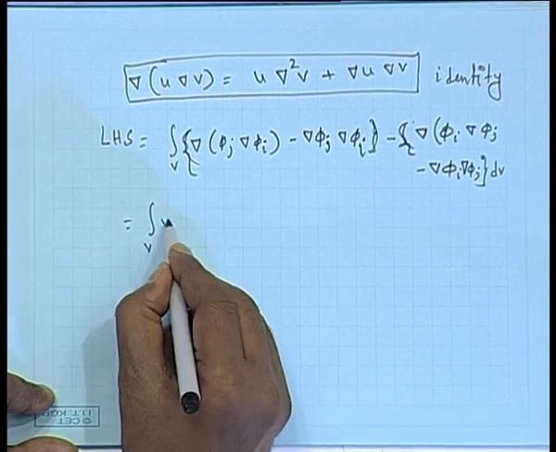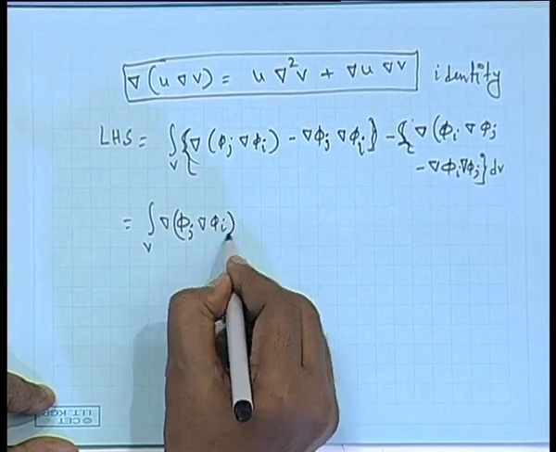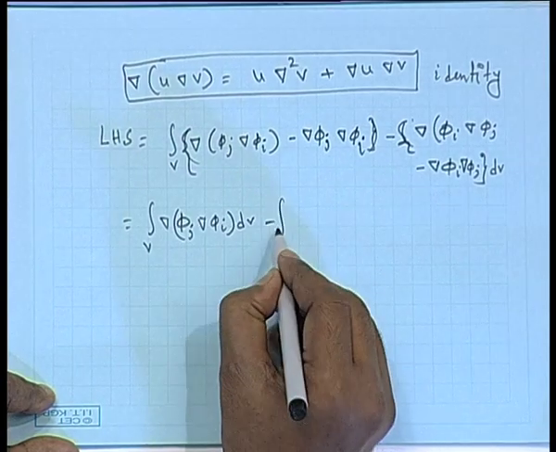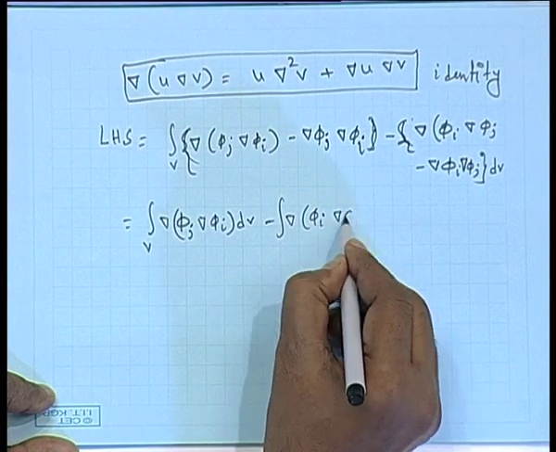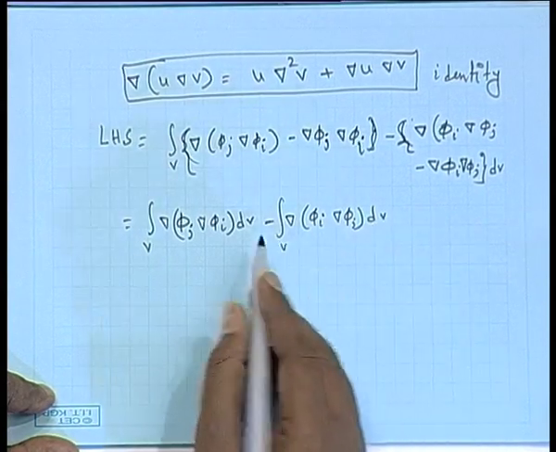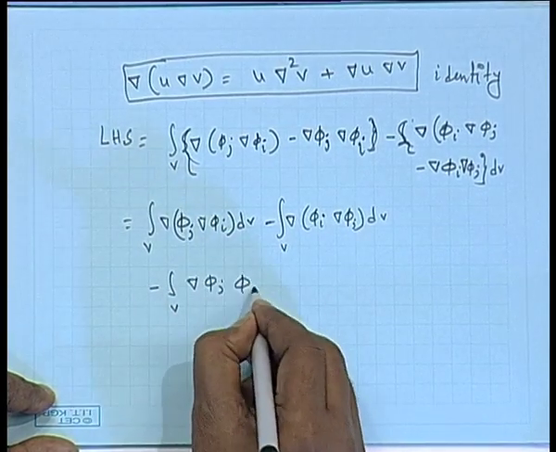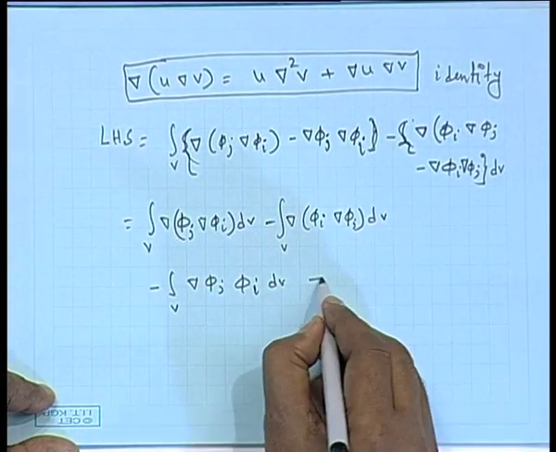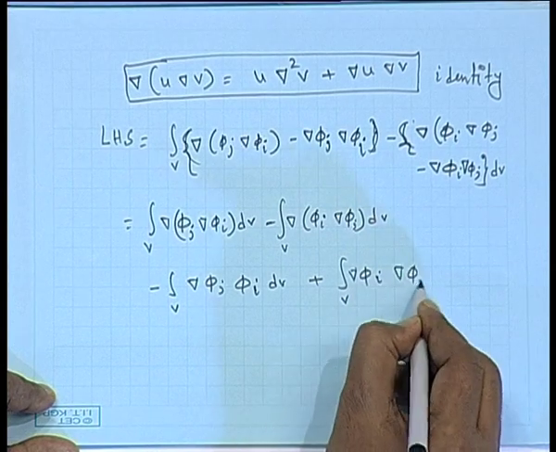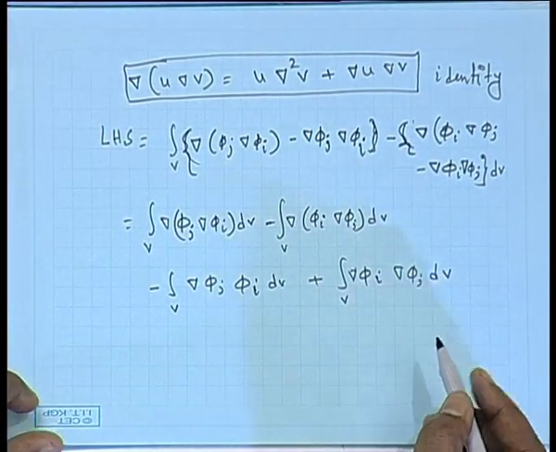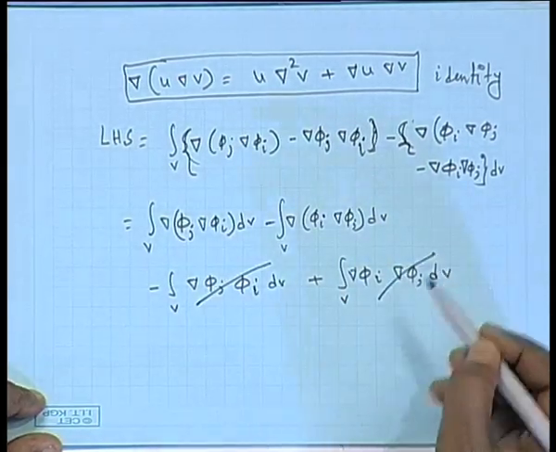Okay. So, what you get? You get the volume integral of grad of phi j grad of phi i dv minus the volume integral of grad of phi i grad of phi j dv, minus the volume integral of grad phi j dot grad phi i dv, plus the integral of grad phi i dot grad phi j dv. Okay. So, the last two terms will be cancelling out, right.